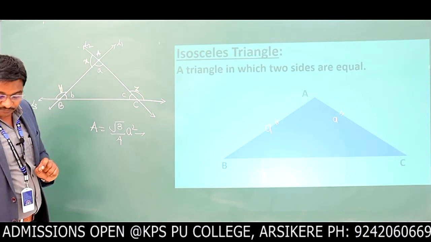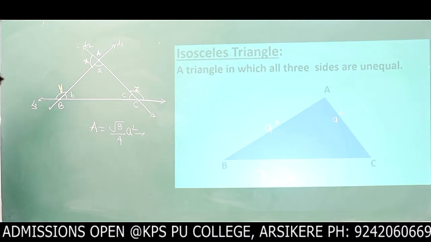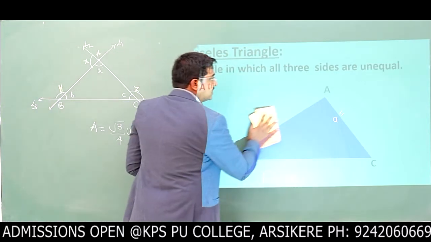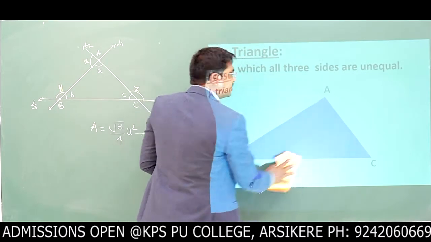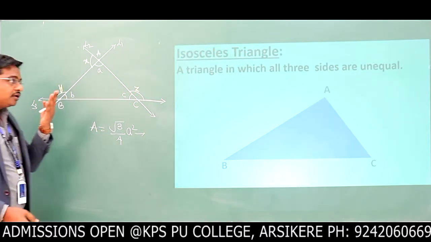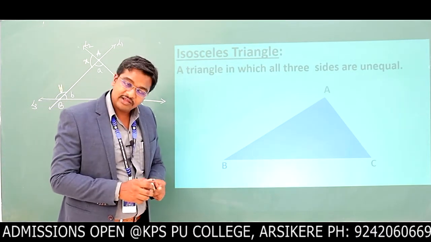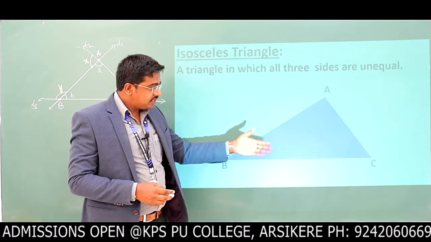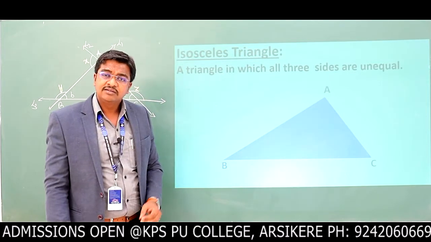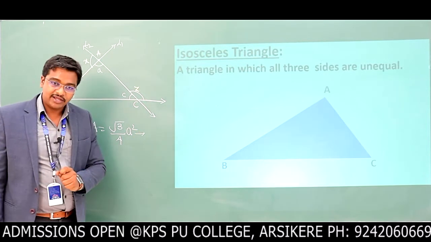And for the last one, scalene triangle. What is a scalene triangle? No sides are equal. A triangle in which all three sides are unequal. All are different here. So how to show that? Suppose the given 3 points represent the scalene triangle. Very good. AB is not equal to BC and not equal to AC. That is the thing. This is the case of a scalene triangle.